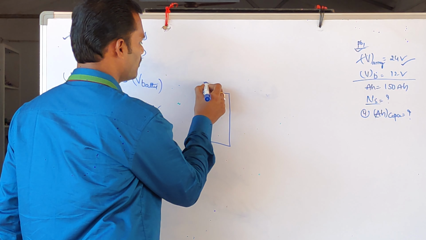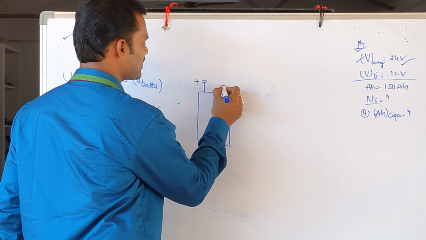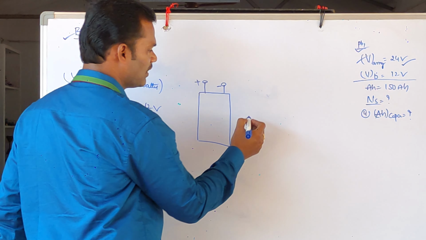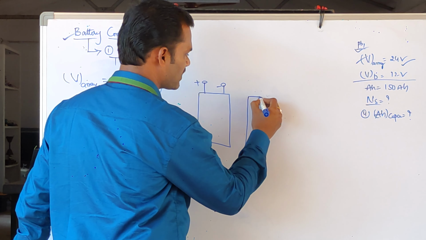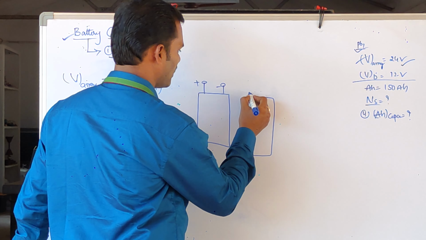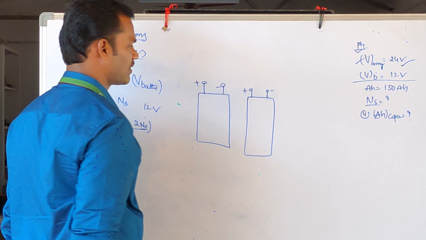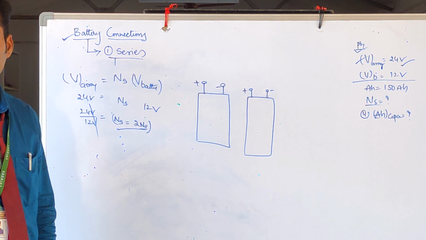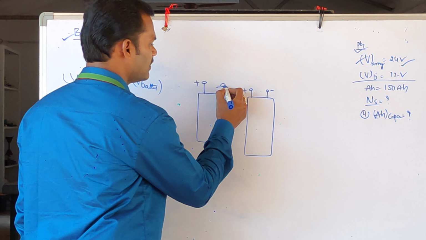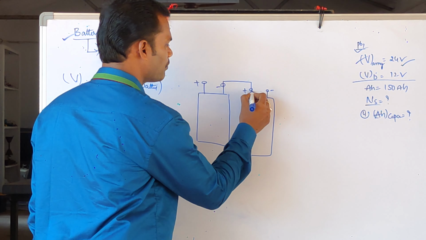So it is going to have one terminal as positive and another terminal as negative, so battery, and you are going to have another battery like this, with one positive terminal and one negative terminal. So now how to join them in series connection? Join the negative terminal to the positive terminal.